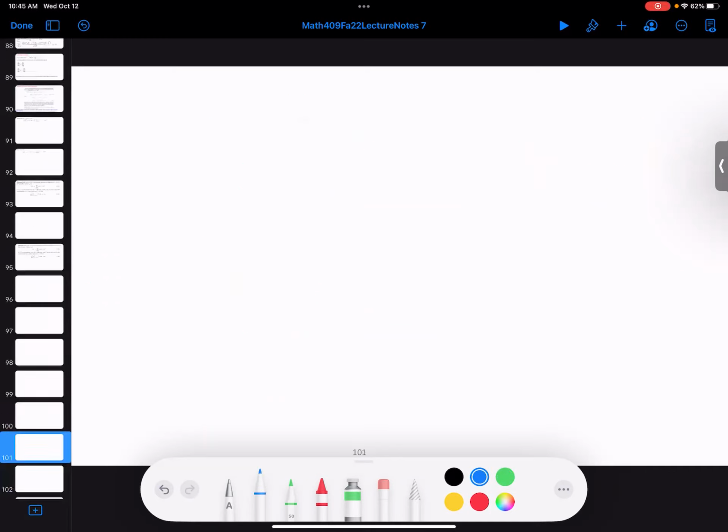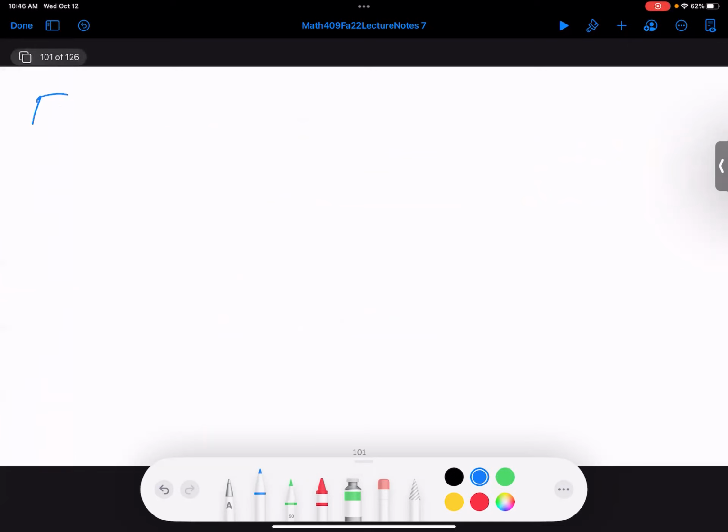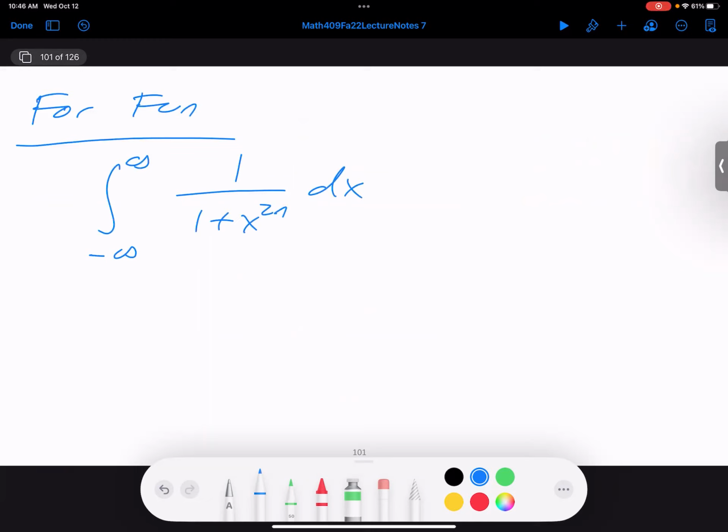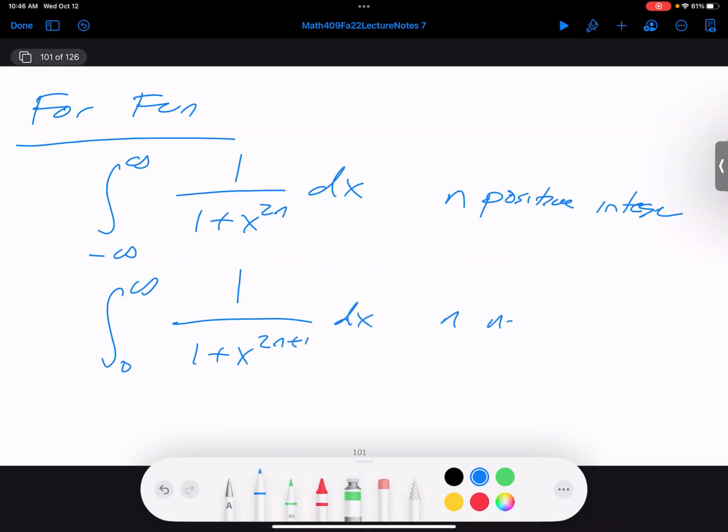Well, if I give you, for fun, the integral from minus infinity to infinity of 1 over 1 plus x to the 2n dx, we can generalize this. And we can now solve this when n is any positive integer. With a little bit more work, you can do 1 over 1 plus x to the 2n plus 1 dx. N is a non-negative integer.